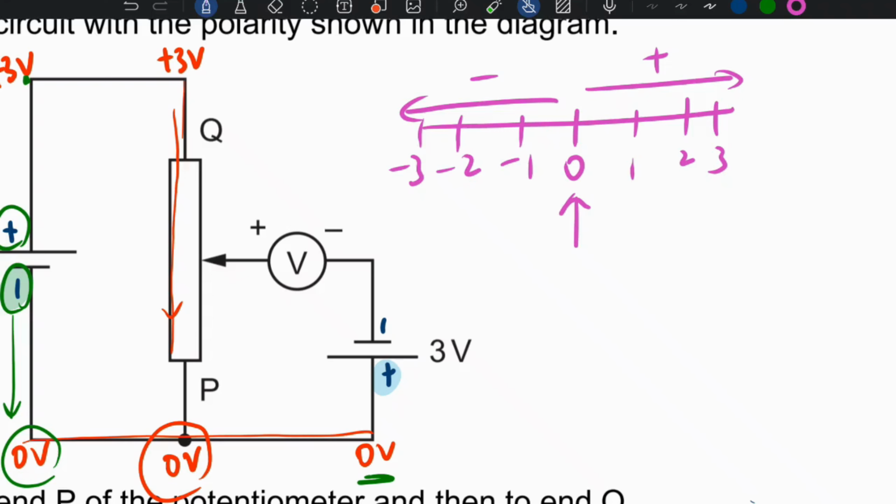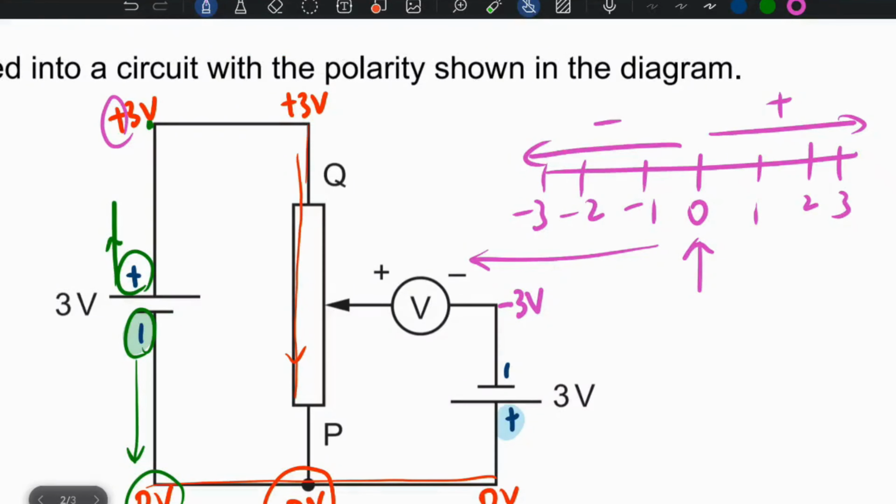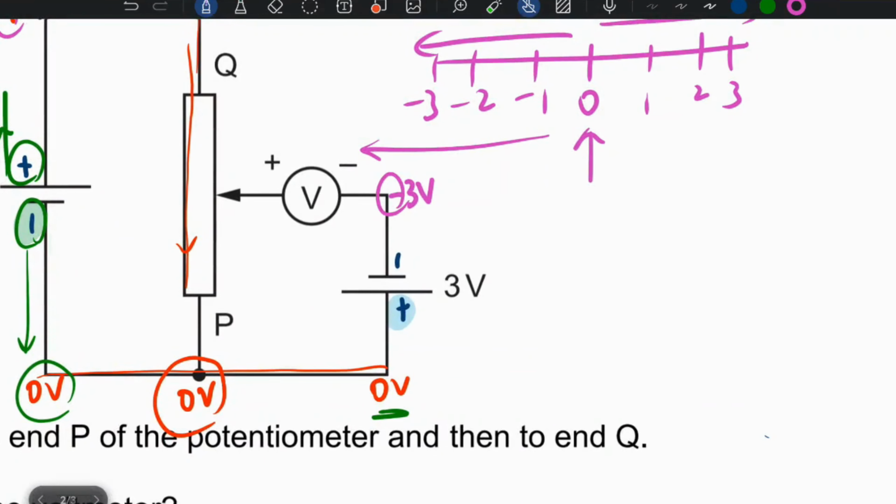So what will my lower potential be? Since I set 0 as my higher potential, my lower potential should be something that's lower than 0. That means based on this number line, it has to be more negative. Therefore, at this point, it is -3 volts. So that's why I explicitly wrote here positive and I explicitly wrote here negative, so that you can see why I did that.